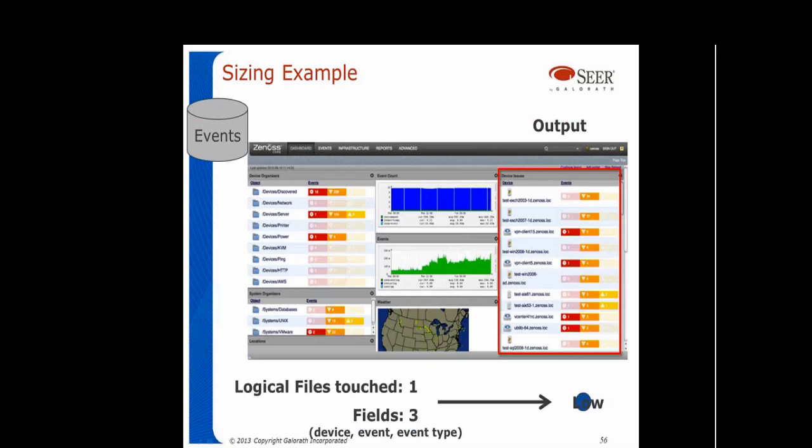This output here touches just the events file. Fields, I believe there's 3. Even if there were more fields, it wouldn't move me from my assessment of low complexity because we have to have above a certain number of fields.